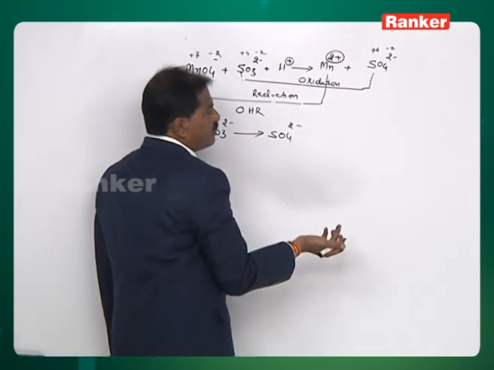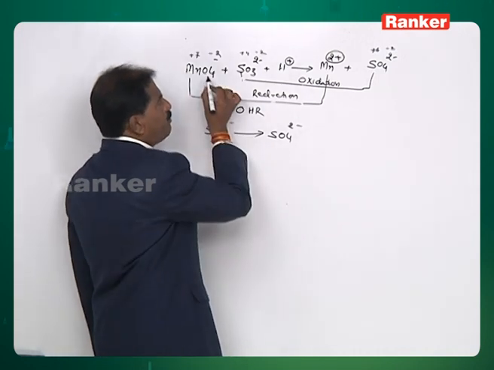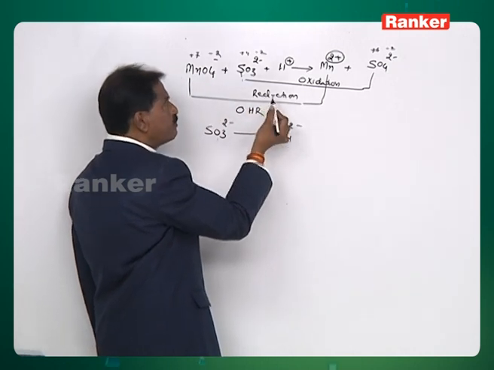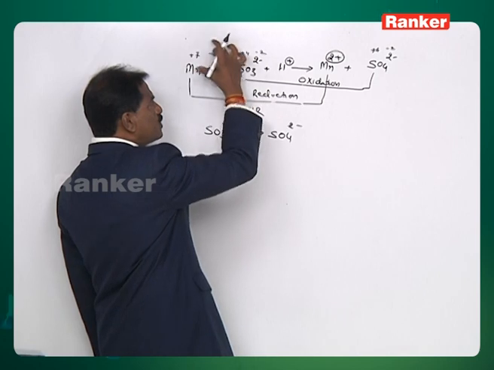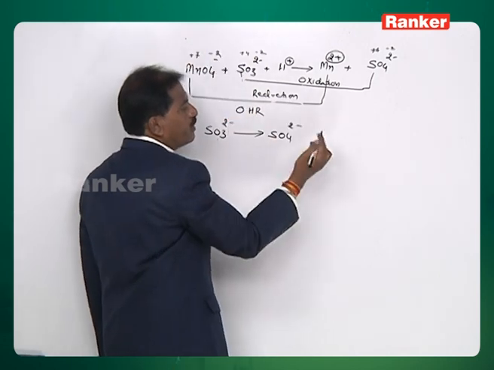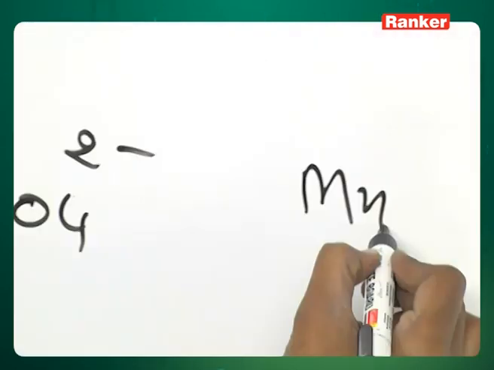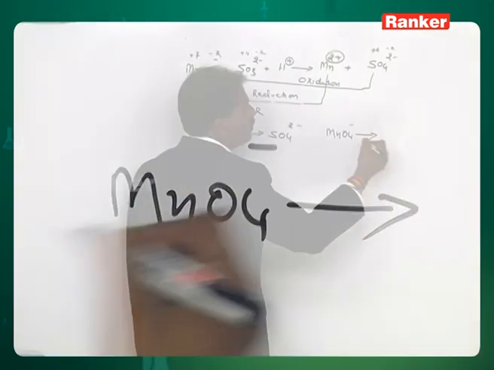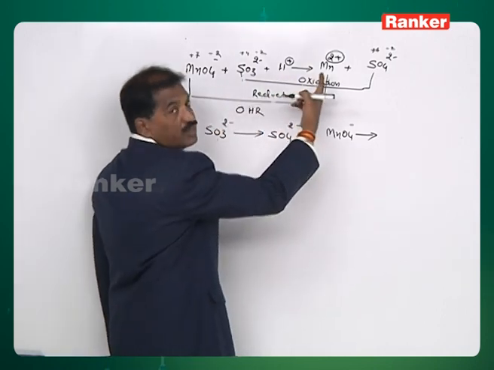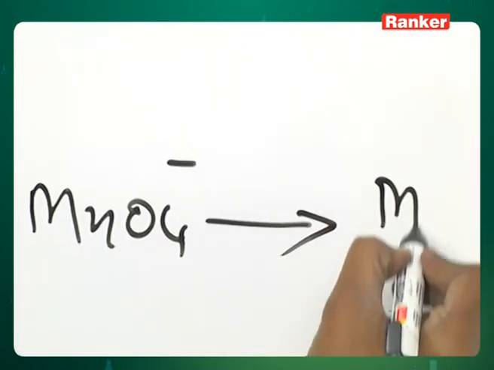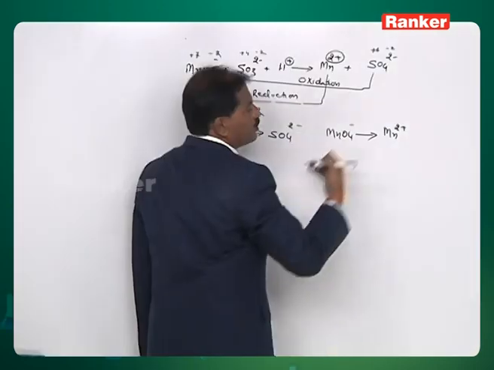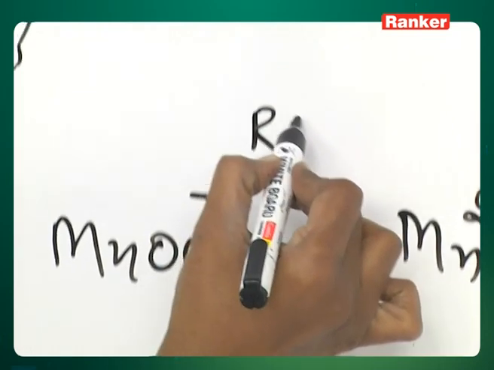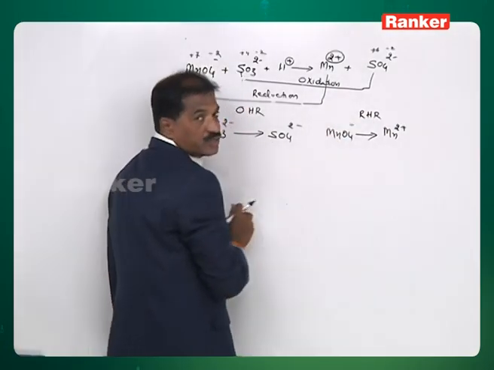Similarly, the second part of the reaction. Here MnO4 minus, here manganese is undergoing reduction. Since manganese is present inside the MnO4, you separate the entire MnO4 from the main reaction. So MnO4 minus. This side, manganese is getting converted into Mn2 plus. Therefore, Mn2 plus. Here manganese is undergoing reduction. Therefore, this entire reaction is called the reduction half reaction.